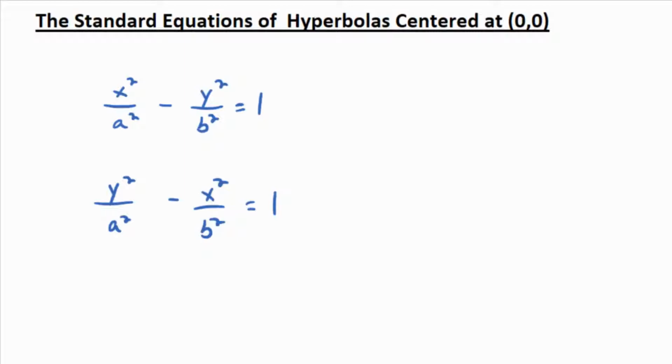So what the heck does the graph look like? Well, if the positive term involves the x squared, it actually has two branches. One branch will open to the left. It'll kind of look like a sideways parabola, but that's not what it is. It's not the same shape as a parabola. And one branch will open to the right. So one graph will have two branches, and the center 0, 0 is right here in the middle.